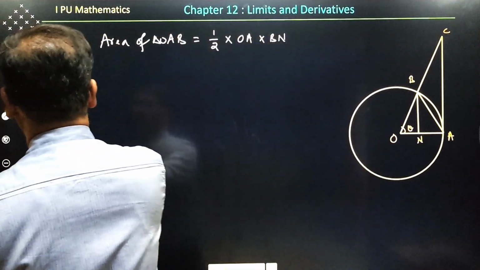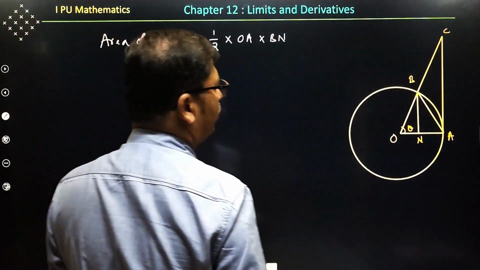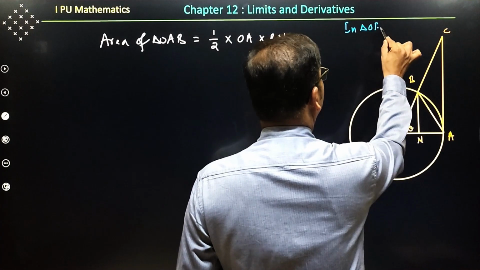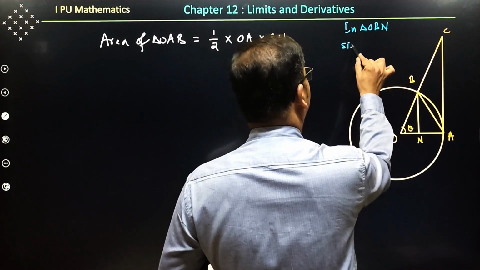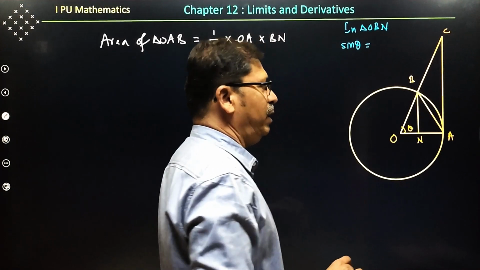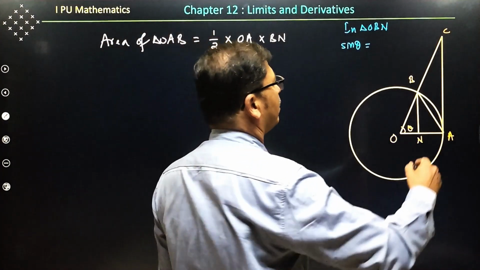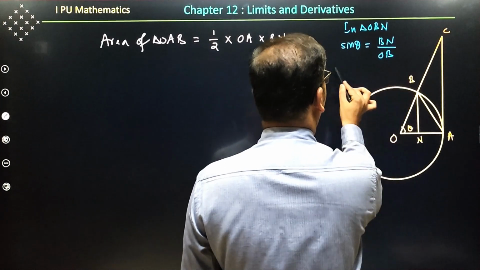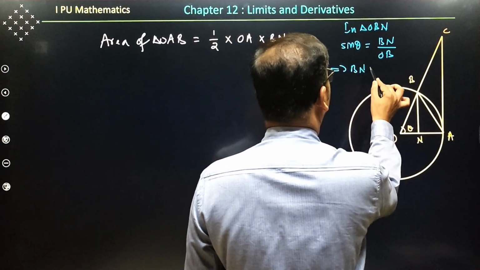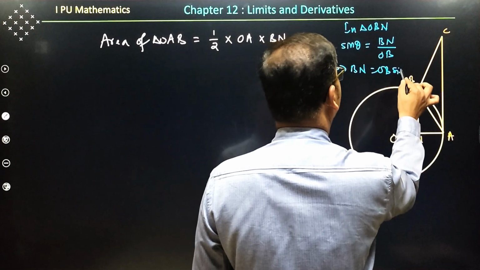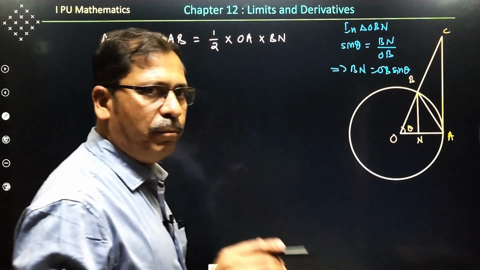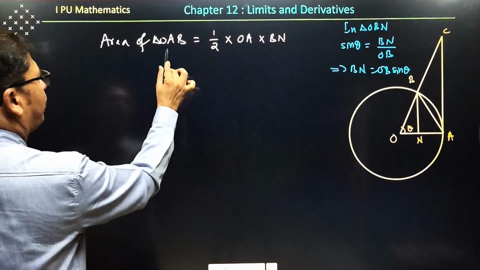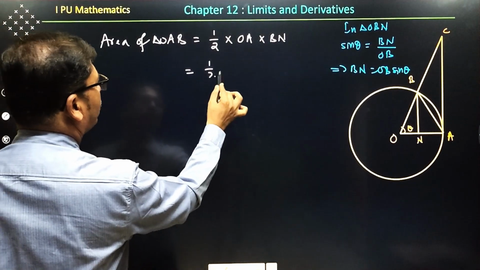In triangle OBN, if you define sine of angle theta, the opposite side is BN and the hypotenuse is OB. So what you get is BN is equal to OB into sine theta. Make use of that value here. If you use that, area of triangle OAB is equal to 1 by 2. OA is R.